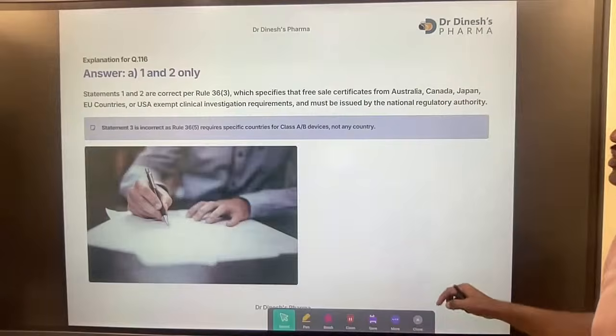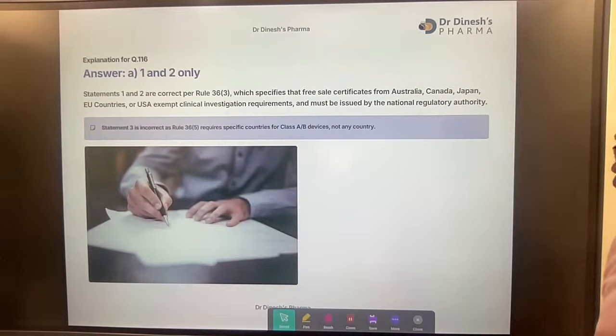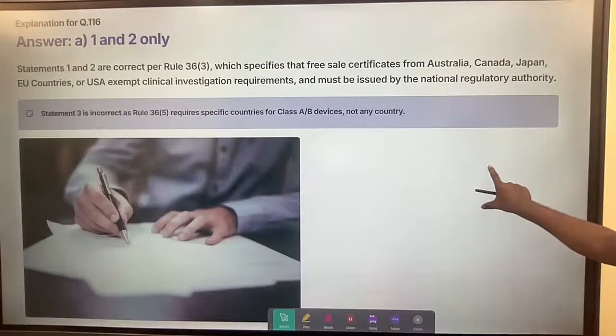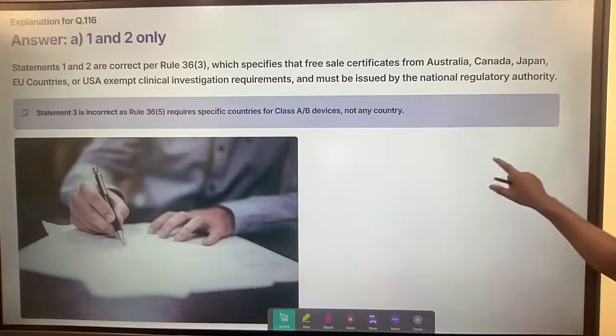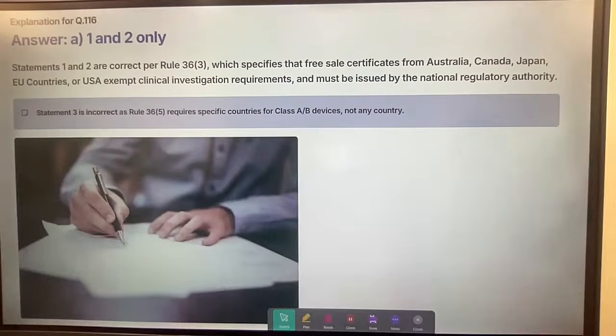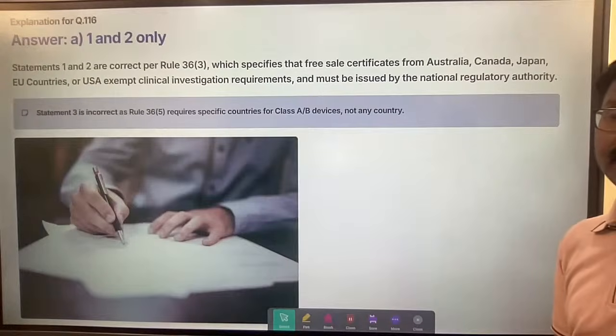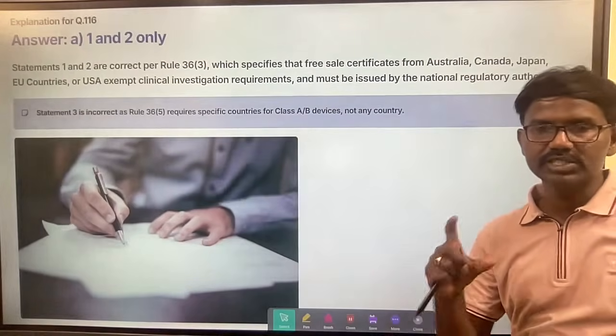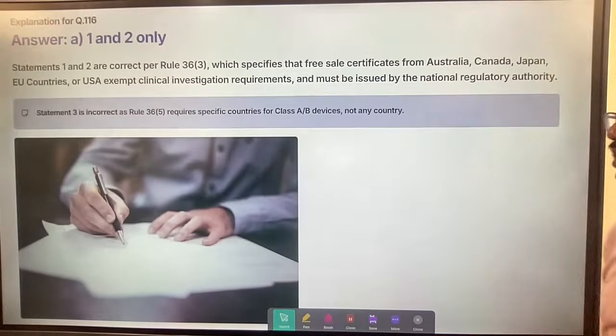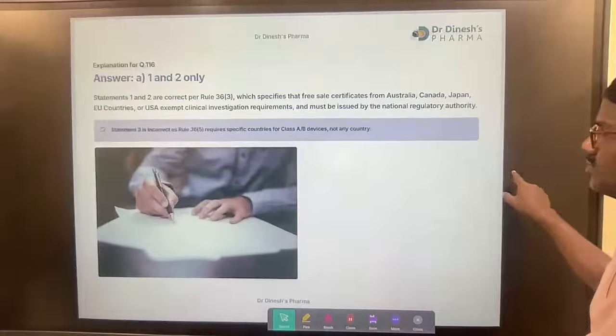Okay, so the right answer is 1 and 2 only. Statements 1 and 2 are correct. Rule 36 sub rule 3 specifies that a free sale certificate from Australia, Canada, Japan, EU countries or USA exempts clinical investigation requirements and must be issued by the national regulatory authority. Statement 3 is incorrect. As per rule 36(5), specific countries are required for class A, B devices, not any country. This is very, very important. Only the specific countries mentioned in the rule are approved, not any country.